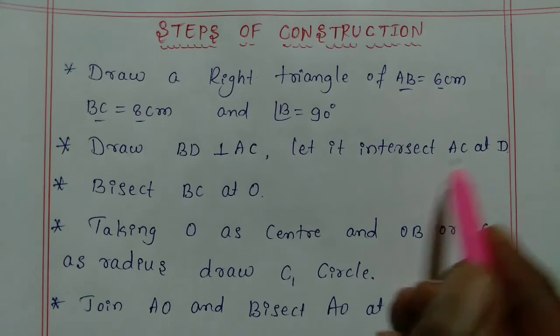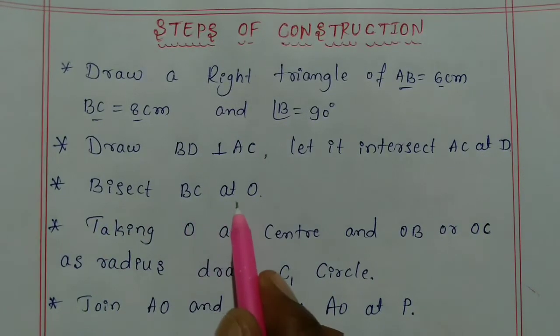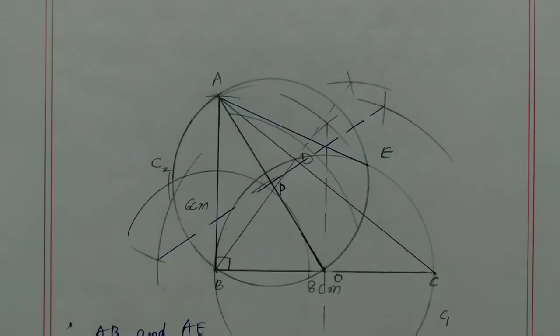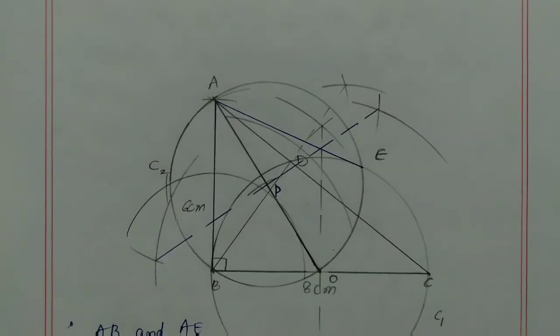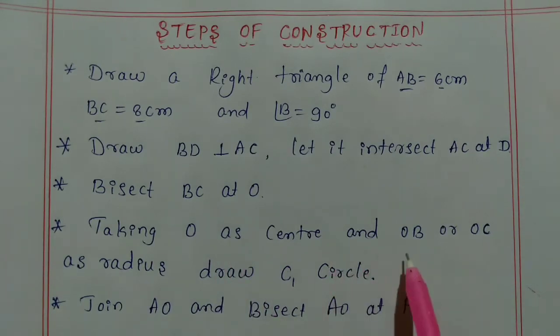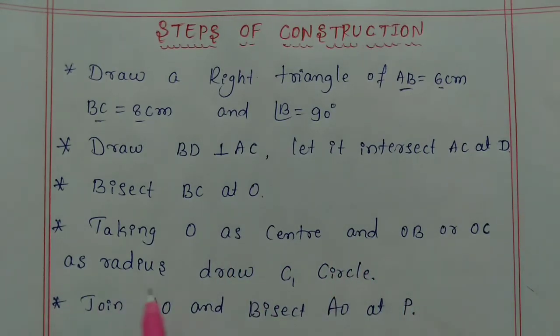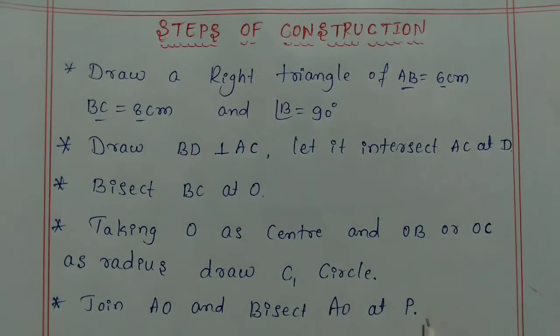So next bisect BC. You can bisect BC at O, right. This BC is bisected at O. Next, taking O as center and OB or OC as radius, draw C1 circle. After that join AO and bisect AO at P.